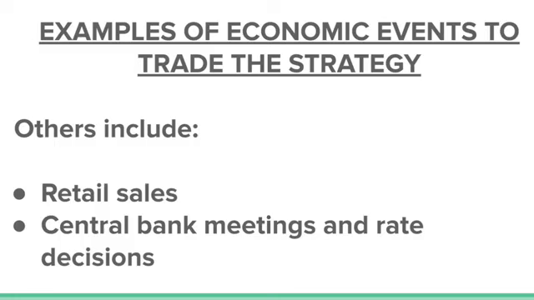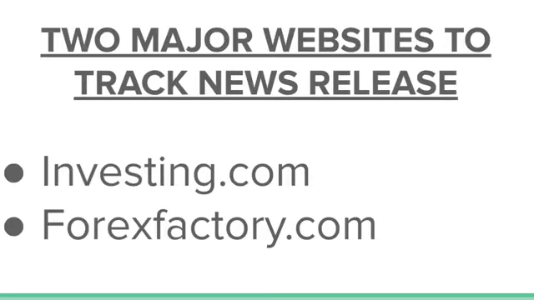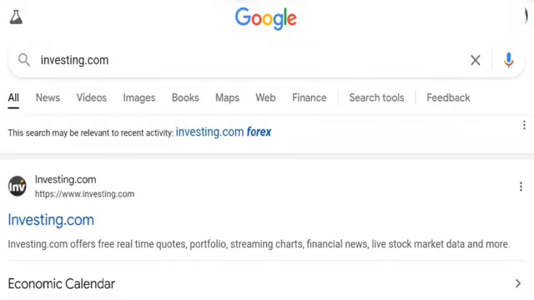There are other news releases that you can actually trade. You also have the retail sales, central bank meetings, and rate decisions. There are two websites that you can use to track this news release or fundamentals. Two major websites are investing.com and forexfactory.com. Now let us see how you can set up your investing.com chart.